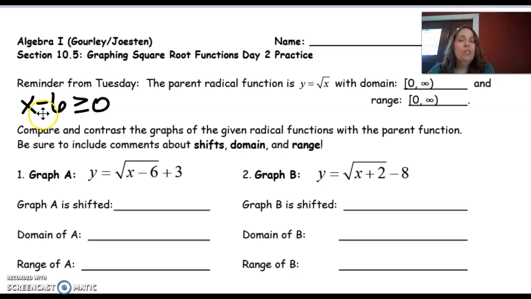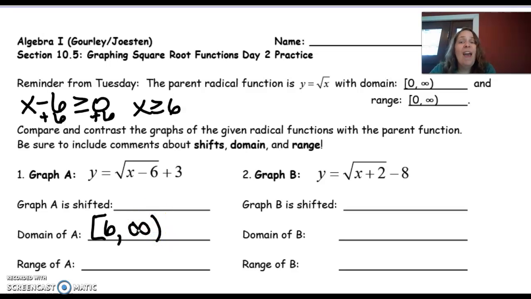To solve for what x must be, we add 6 on both sides. That gives us x is greater than or equal to 6. So the very smallest number x can ever be is 6. That means that's where the domain will begin, at 6, and go up from there. It also means we have moved over from a starting point of 0, 0 to a starting point where x equals 6, so it is shifted 6 units to the right.